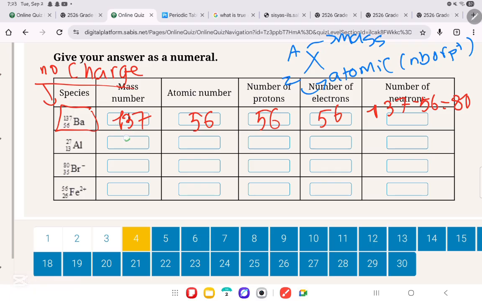What's the mass number of aluminum? It is 27. What's the atomic number? It's 13. What's the number of protons? It's 13. Because it is an atom, it has no charge. You would say that it has the same number of protons and electrons. So this is also 13.